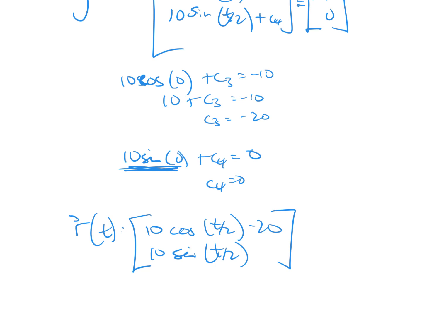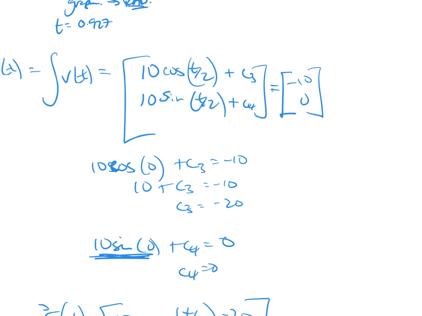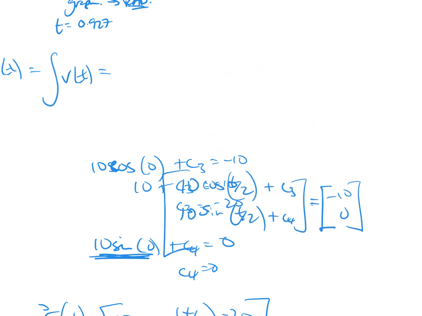Now, a couple things I want you to recognize. One of the things that I know is, when I have sines and cosines, this is defining a circle, and 10 is the radius of that circle. So I can read that this is just a circle of radius 10, knowing that it started at the point, if you recall, negative 10, 0.